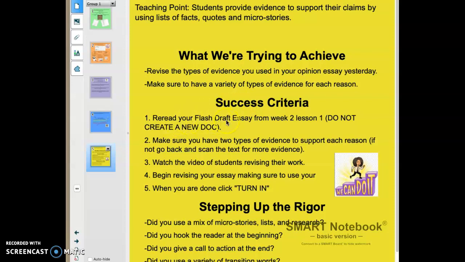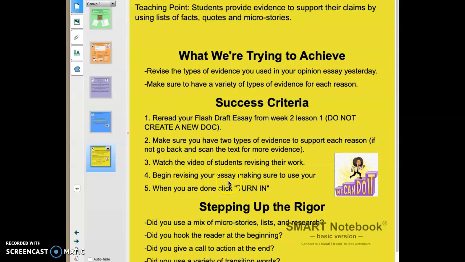How are we successful today? We need to reread our flash draft essay from week 2, lesson 1. Make sure we're not starting a new document. We're going back into that essay and diving into revising our essay from yesterday. You do not need a new document. Make sure you have 2 types of evidence to support each reason. If not, you have to go back and scan the text for more evidence. We want to watch the video that I've attached to this lesson of students revising their own work, just to remind you again what it means to revise.